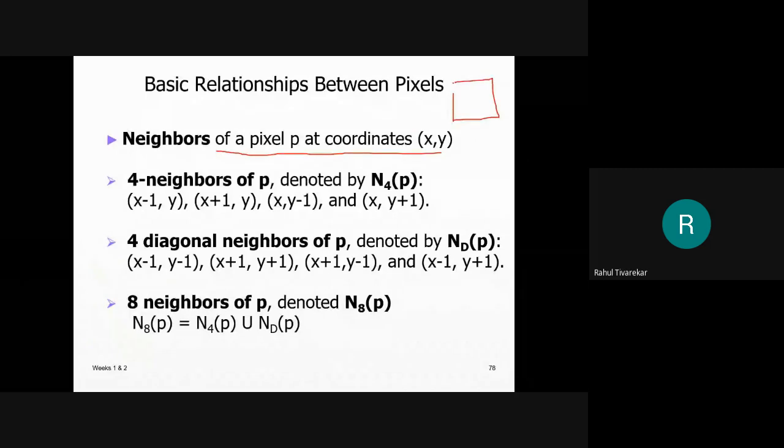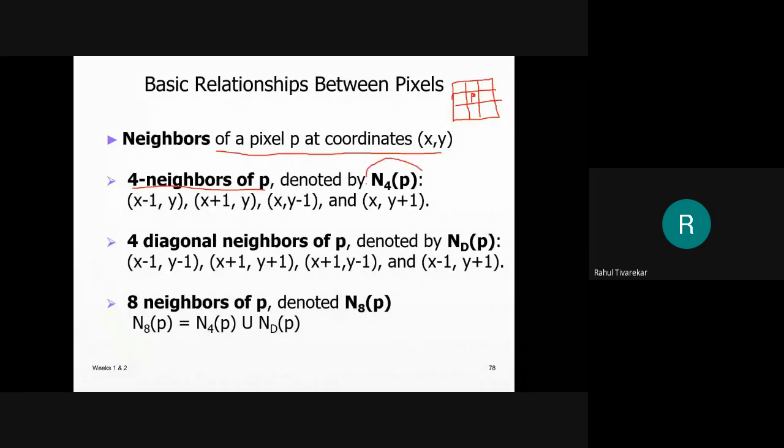Suppose this is a small image containing, let's say, only 3 cross 3 pixels, that is a total of 9 pixels, and let's say there is a pixel p at the center. Then the four neighbors, I'm talking about this, the four neighbors of pixel p are denoted by N4(p).